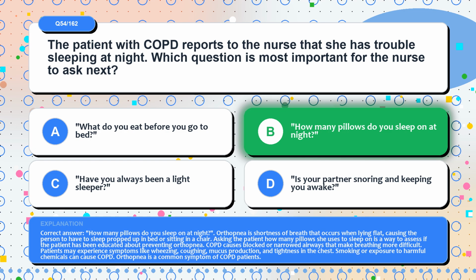COPD causes blocked or narrowed airways that make breathing more difficult. Patients may experience symptoms like wheezing, coughing, mucus production, and tightness in the chest. Smoking or exposure to harmful chemicals can cause COPD. Orthopnea is a common symptom of COPD patients.